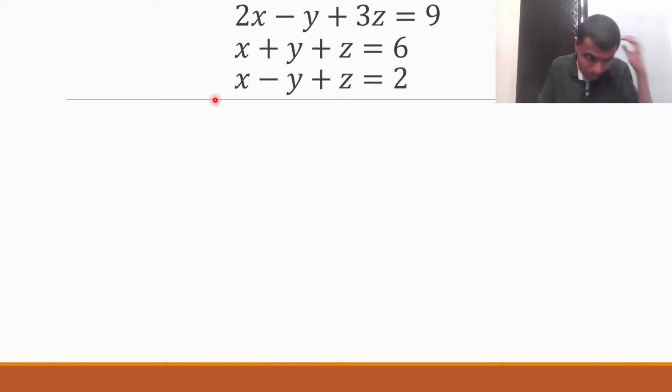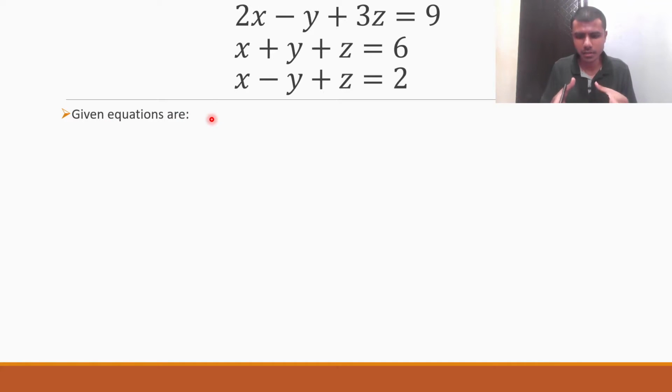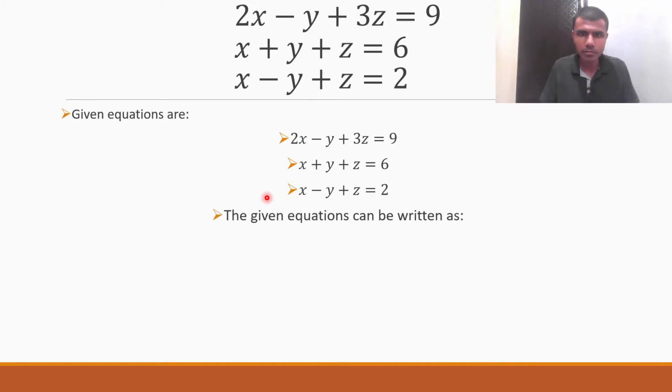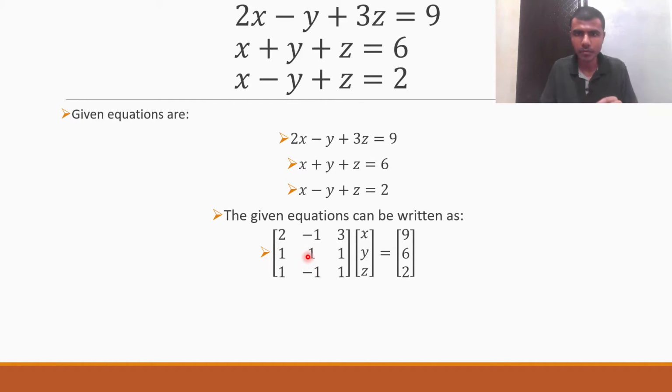Chalo. The given equations are... whenever you are starting your solution for a question, it's always nice to mention the data that is given in the question. So these are the given three equations. Now you see, these given equations can be written in matrix form. How? Like this. Pretty simple, guys.